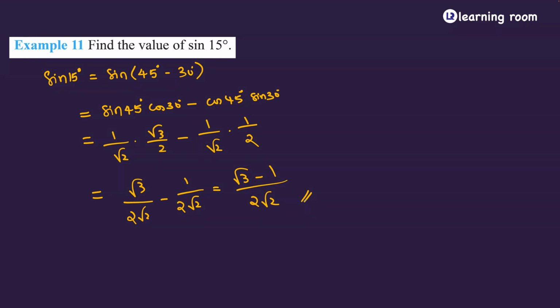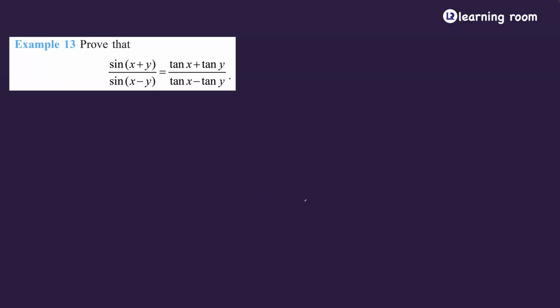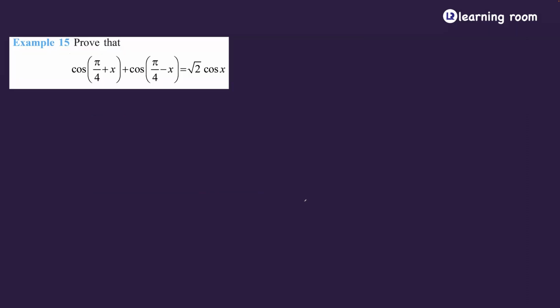Done? So we'll try this problem. See, cos of pi by 4 plus x plus cos of pi by 4 minus x is equal to root 2 cos x. This is what we are supposed to do.